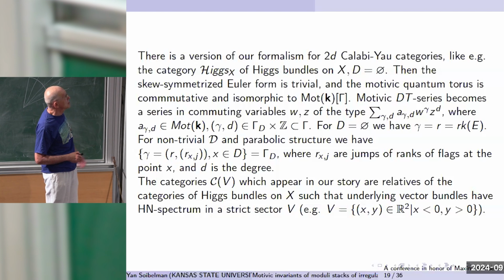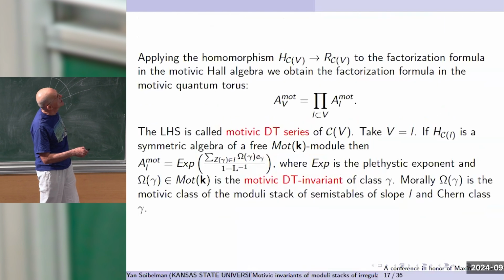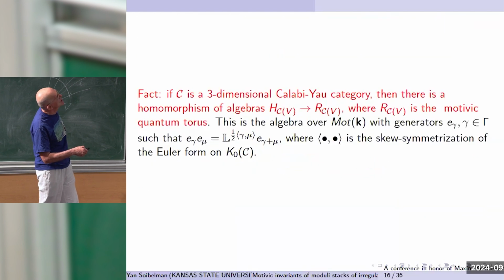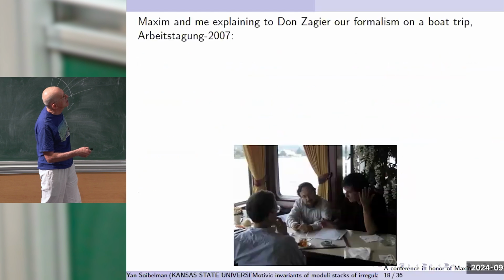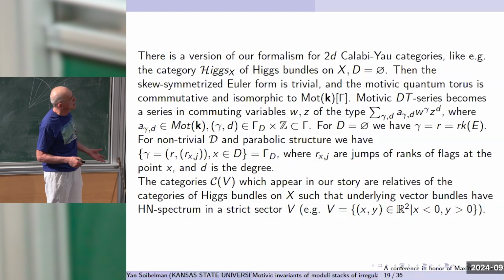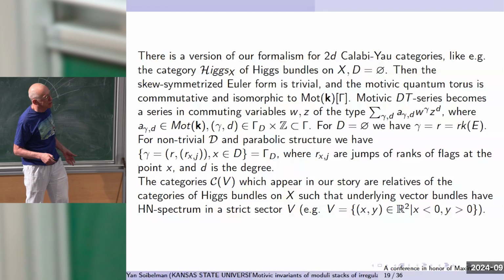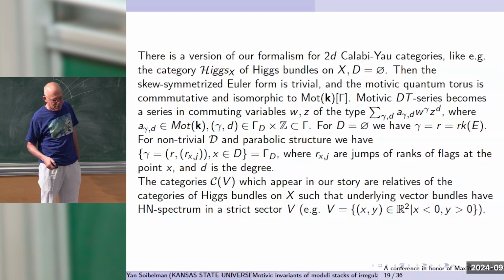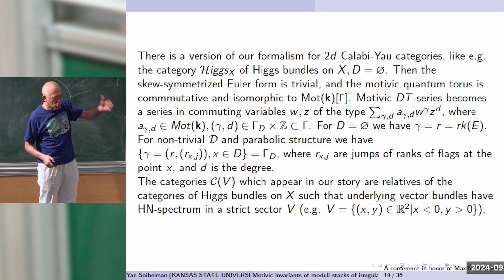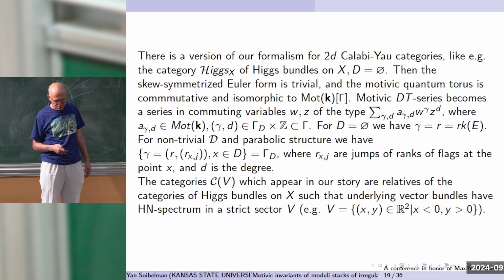Now, the analogs of these categories C of V, which appeared in this 3D story, everywhere. In my case, it will be the category of Higgs bundles such that the underlying vector bundle has a Harder-Narasimhan spectrum, which means the slopes of all semistable quotients which belong to the given V.